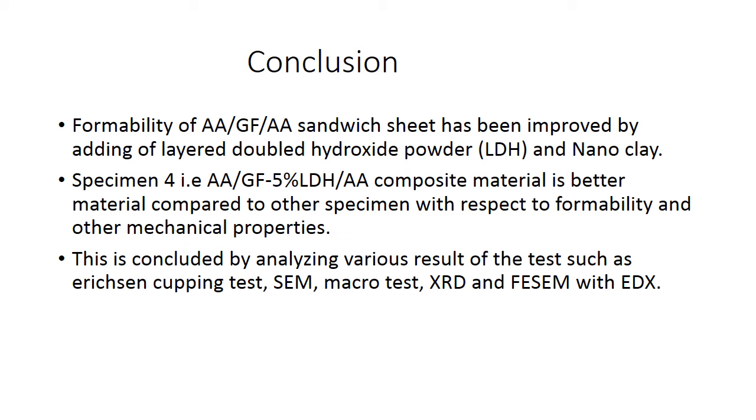The conclusion part is, in conclusion we can clearly say that the formability of aluminum alloy glass fiber aluminum alloy sandwich sheet has been improved by adding layered double hydroxide powder and nanoclay. Specimen 4, that is aluminum alloy glass fiber 5% LDH aluminum alloy composite material, is a better material compared to other specimens with respect to formability and other mechanical properties. This is concluded by analyzing various results of tests such as resin cupping test, SEM, macro test, XRD and FESEM with EDAX.